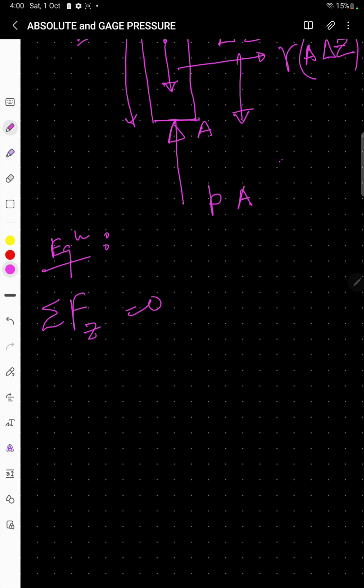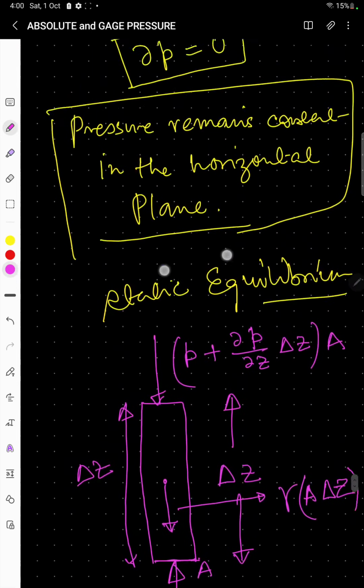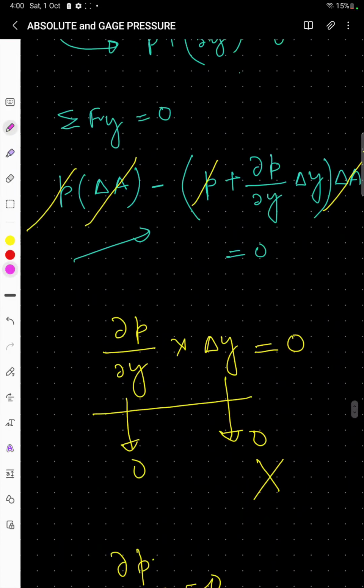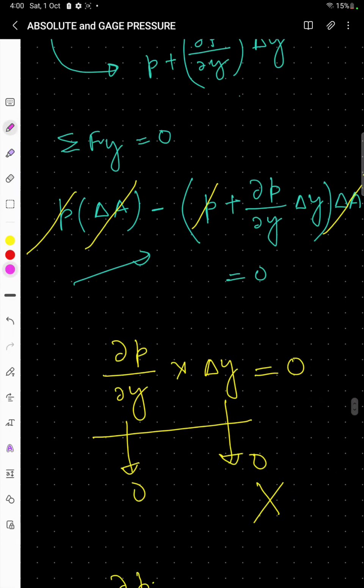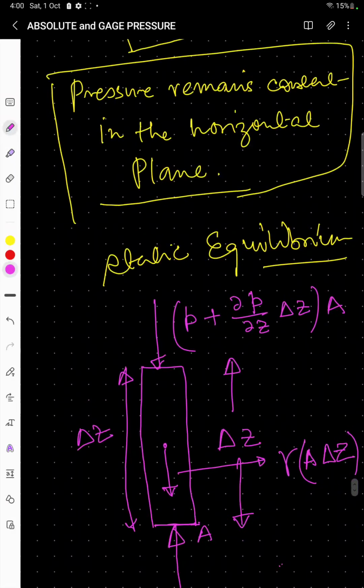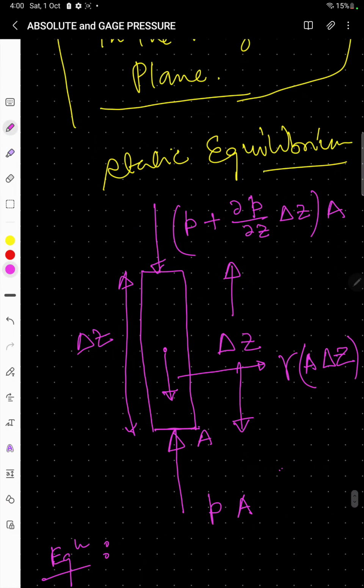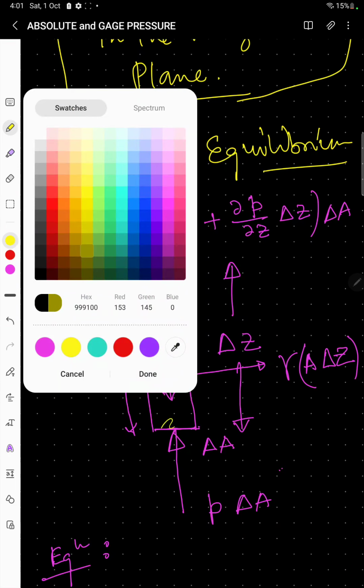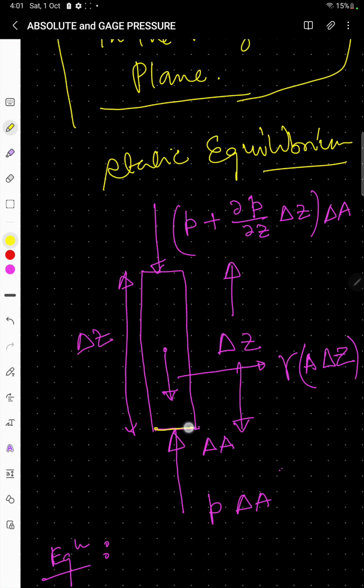Okay, what we assume is that the area is delta A, so let's stick to that. Again we can write over here delta A, that will be easy to understand. This is delta A, this is delta A, and this is delta A. This surface, this area is your delta A.